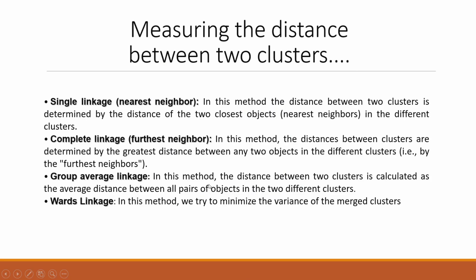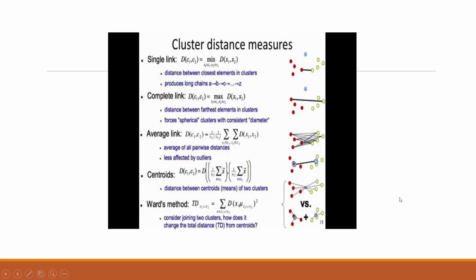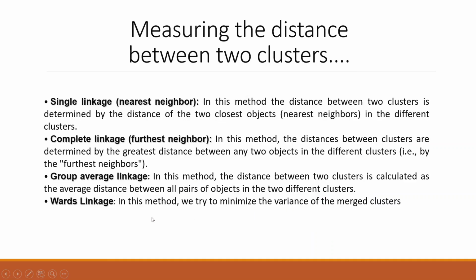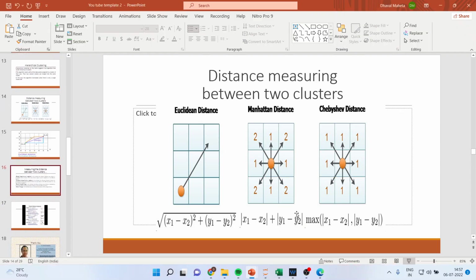Group average linkage. In this method, the distance between two clusters is calculated as the average distance between all pairs of objects in two different clusters. So we take the average linkage. The most popular method is Ward's method. In this method, we try to minimize the variances of the merged cluster, and this is the most popular method. Now, how can we carry out the cluster analysis?